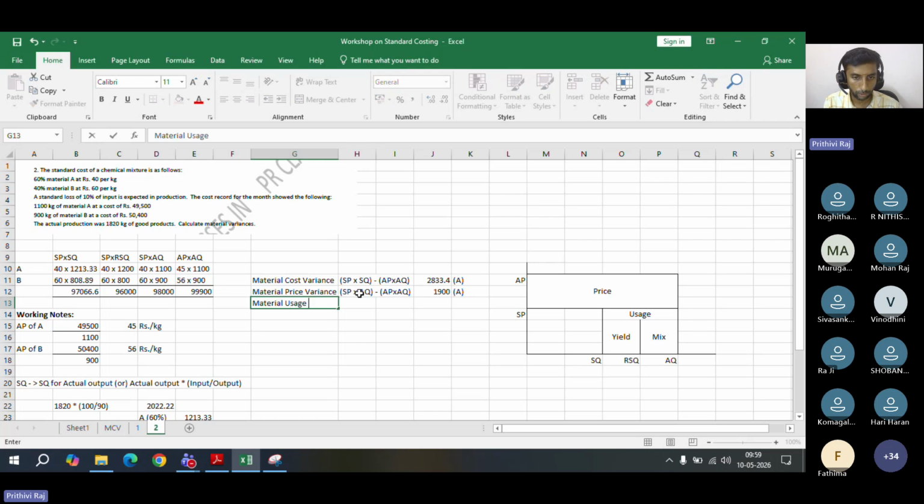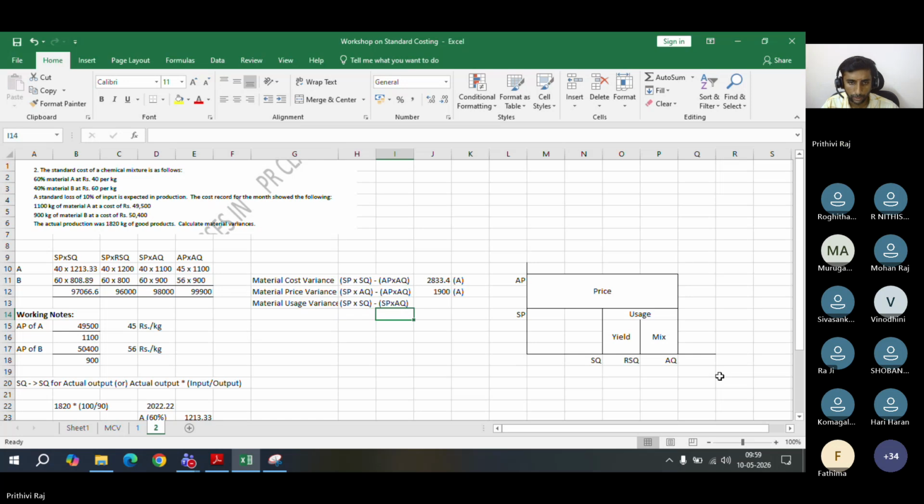Material usage variance: SP into SQ minus SP into AQ. This box. SP into SQ minus SP into AQ. This also is adverse.